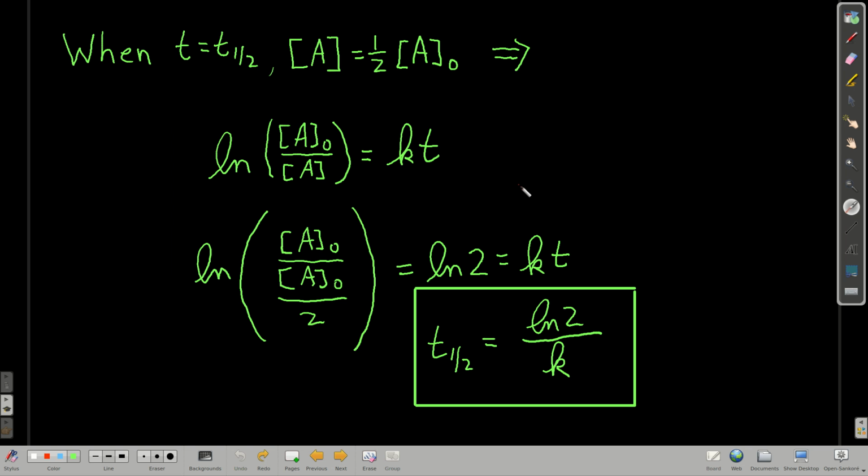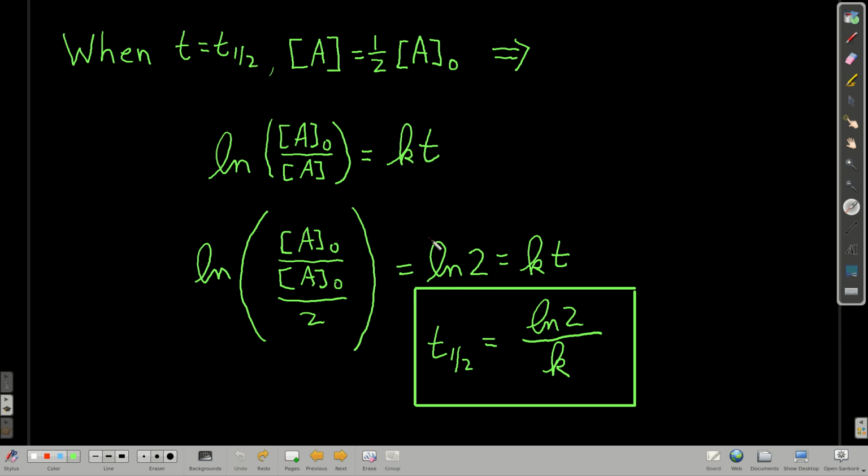So we can use the integrated rate law to get a useful expression for the half-life. When the time is the half-life, that means the concentration of the reactant is 1/2 the initial concentration. So if we plug that into a form of the integrated rate law that you've seen before, the concentration of A is 1/2 the concentration of A0. Just replace A with 1/2 A0 in here. The A0s cancel, and the 2 comes up top. We get natural log of 2, which is just a constant.